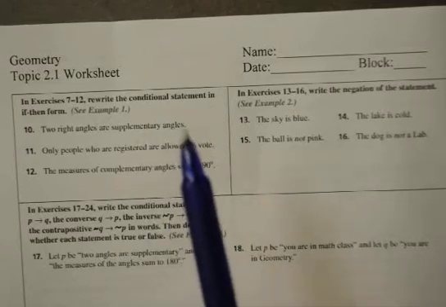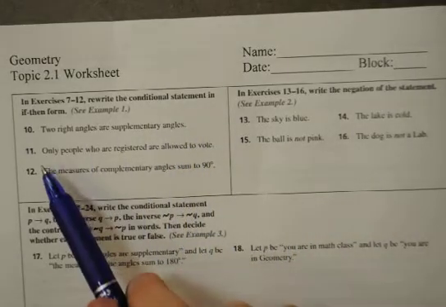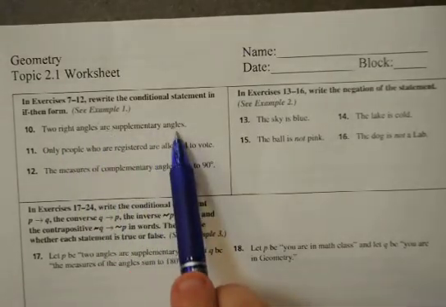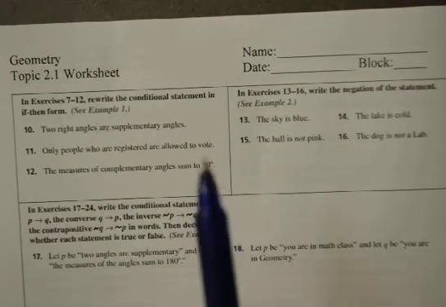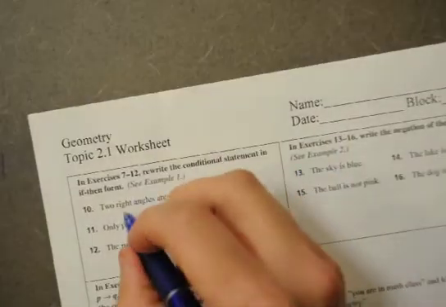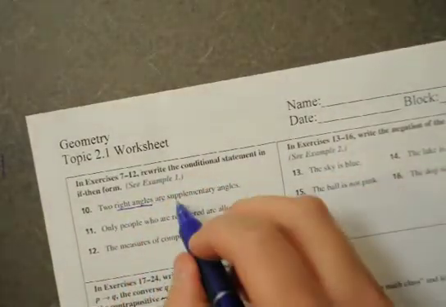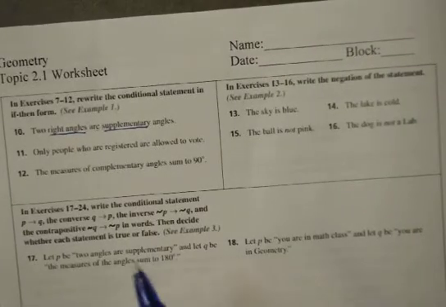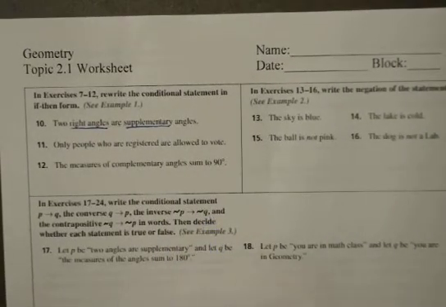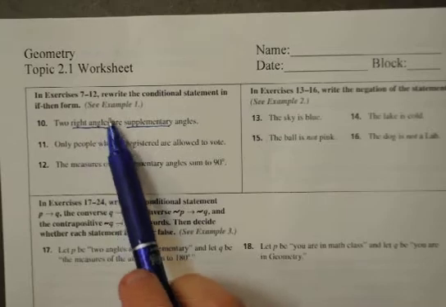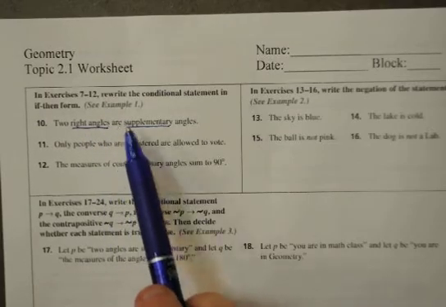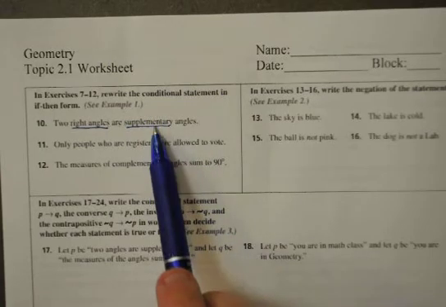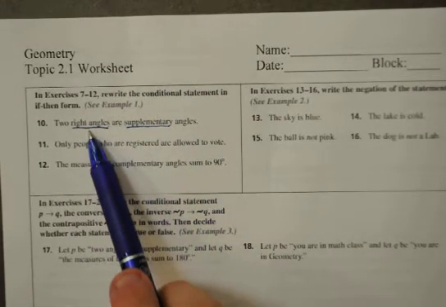So, number 10, two right angles are supplementary angles. So we've got right angles and supplementary. Which one is the hypothesis and which one is the conclusion of the statement? Is it if angles are right angles, then they are supplementary? Or is it if angles are supplementary, then they are right angles?